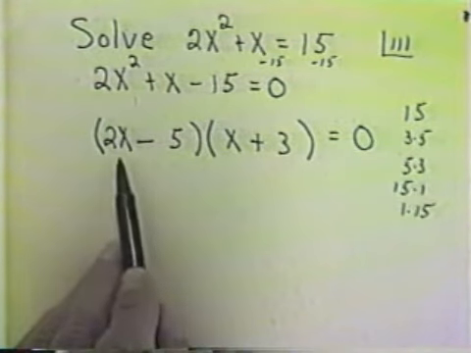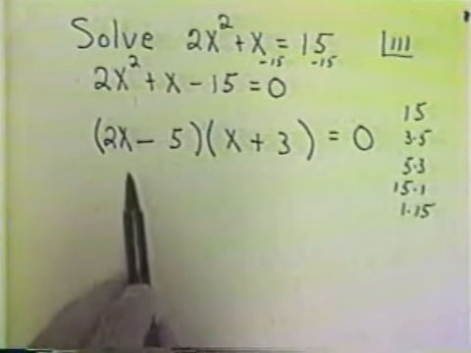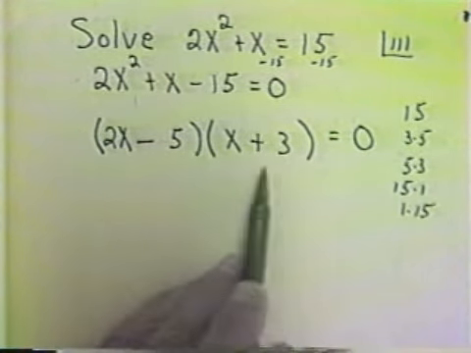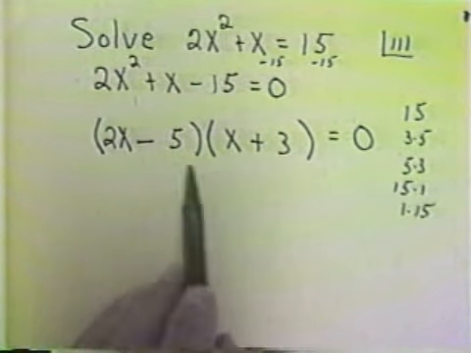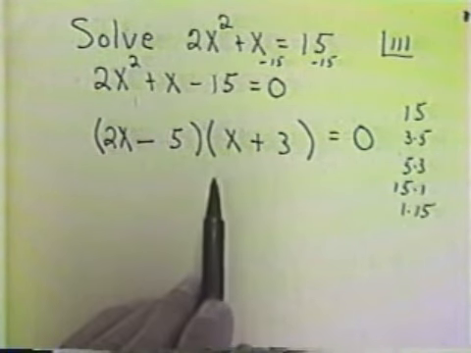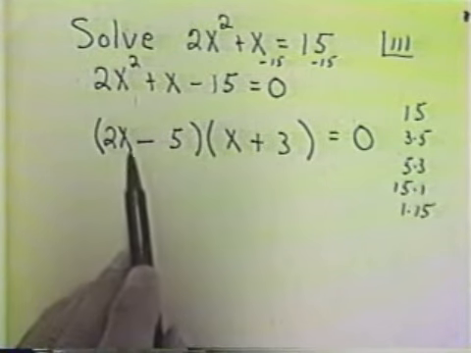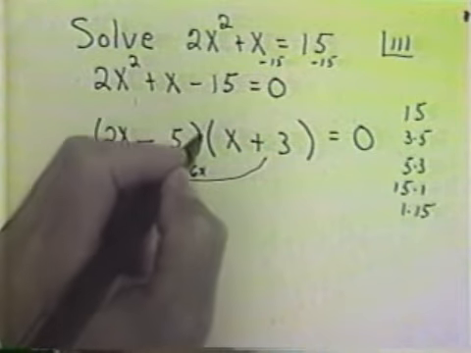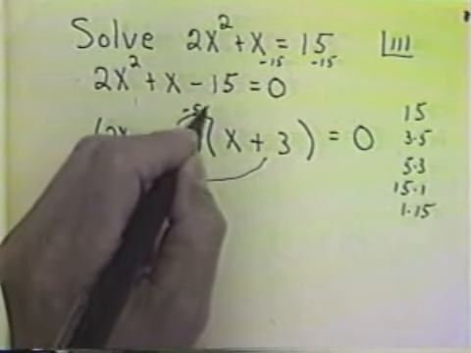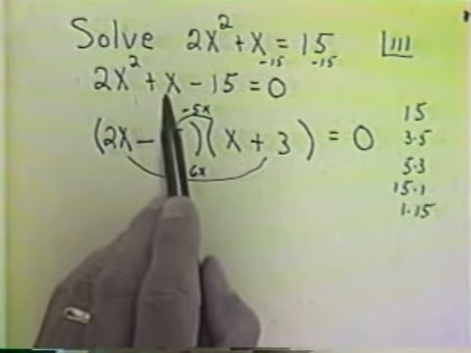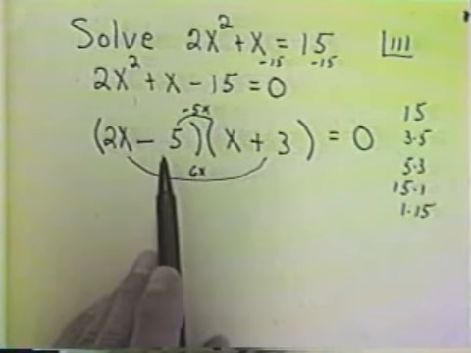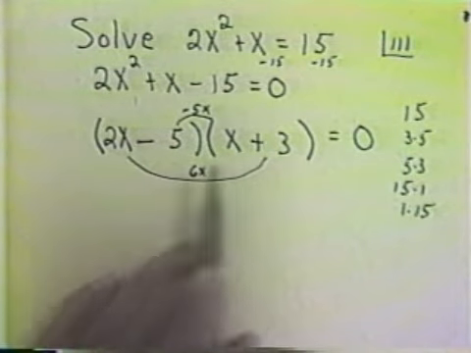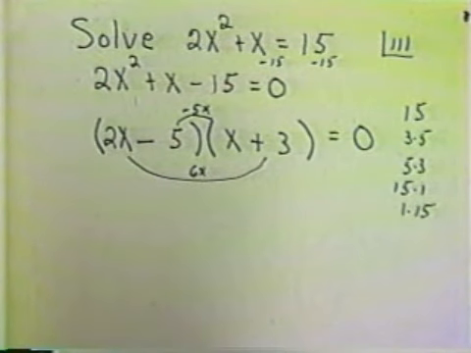Okay, let's check. 2x times x is 2x squared. Now, if I multiply 2x times 3, I get 6x. If I multiply negative 5 times x, I get a negative 5x. 6x plus a negative 5x will give me the 1x. And then a negative 5 times a positive 3 is negative 15. So we can see that these are indeed the correct factors.